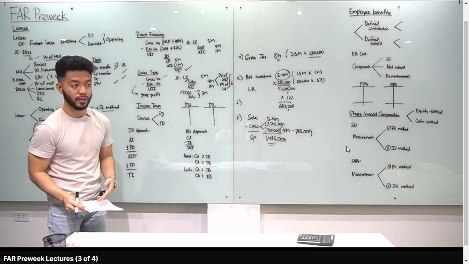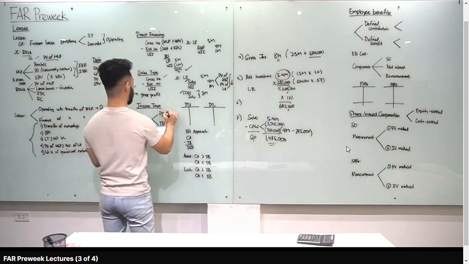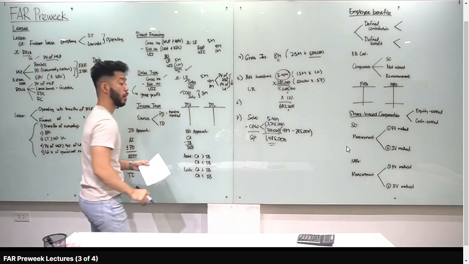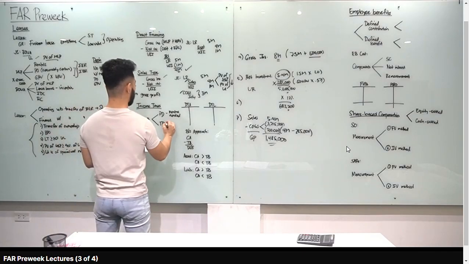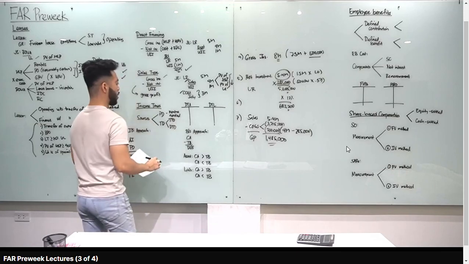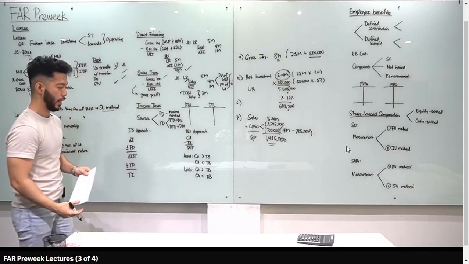Pag sabi permanent difference, never mag-a-appear yan sa ITR, okay, or sa tax code. Ang examples yan, yung mga non-taxable revenue and mga non-deductible expenses, right? Yun yung mga permanent differences. Temporary differences, meron tayong tinatawag na taxable temporary differences and deductible temporary differences. Pag taxable temporary differences, magre-result yan sa DTL. Pag deductible temporary differences, magre-result yan sa DTA.